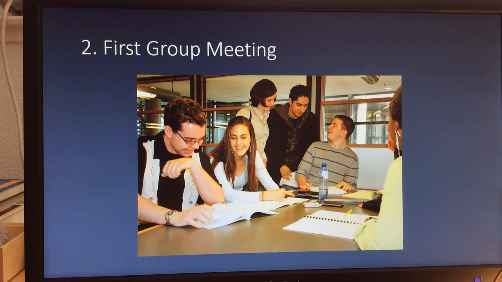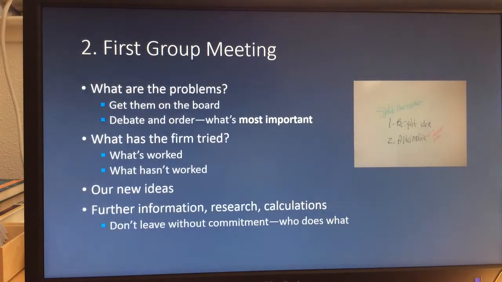So you come together for your first group meeting with your colleagues. You go through the case, make a note of what are the problems, get them written up on the board, debate them, and think about the order. What is most important? What is a subsidiary issue that needs to be addressed at some point? And what's in the case that's true, but is something that you're never ever going to get to?